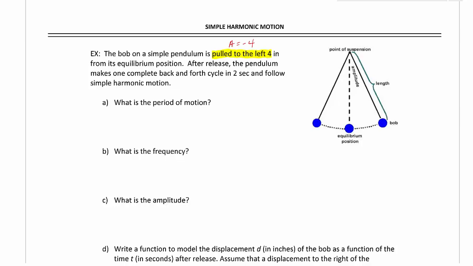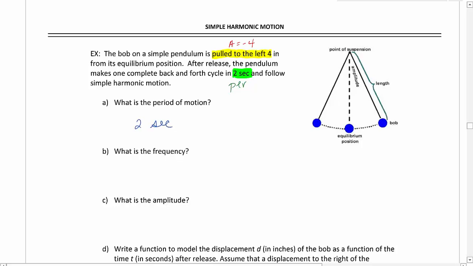After release, the pendulum makes one complete back and forth cycle in 2 seconds. Well, that's the definition of period. How long it takes to do one complete oscillation or back and forth cycle. So there's our period. Okay, let's read our questions and answer them. First one, what's the period of the motion? We've already established 2 seconds.